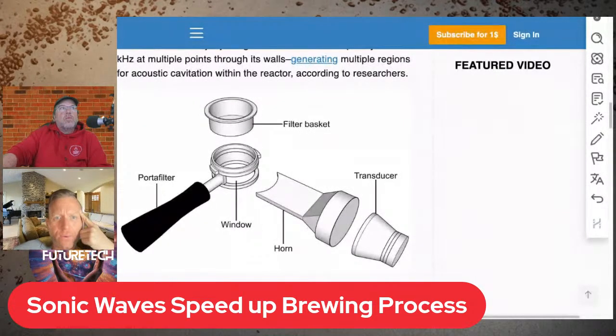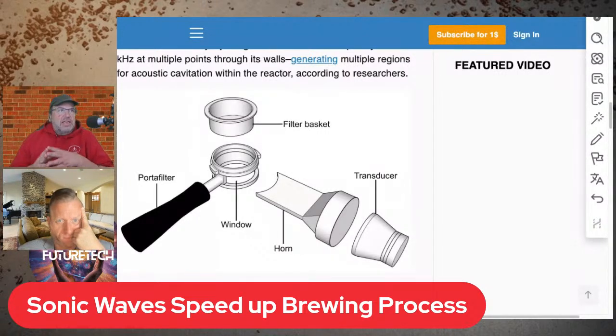Looking at this diagram, I don't know if it just magnetically attaches onto the side of the portafilter. It can't go through it, right? Because then it would block the grounds. So it's interesting to see. There's the transducer. It probably sends the waves through the horn, which sends them through the coffee grounds as you're brewing. Yeah, and it looked interesting. We were playing a little video there that showed some of the stuff, but most of it was the person talking, so you didn't get to see it really.